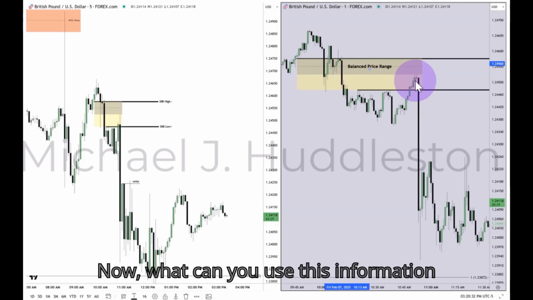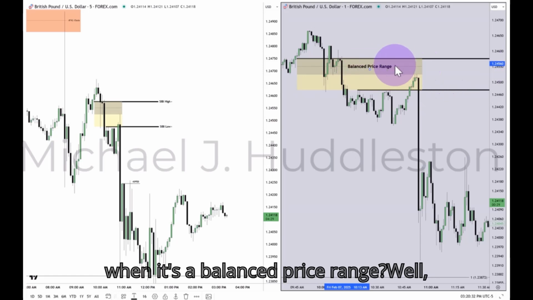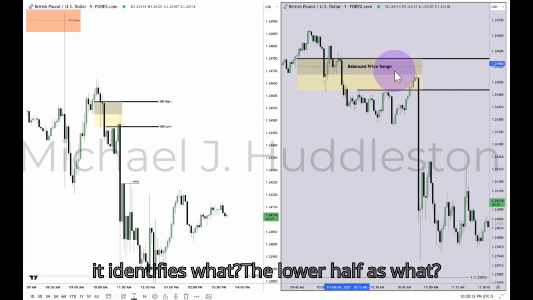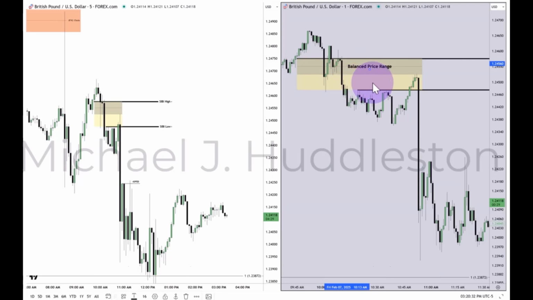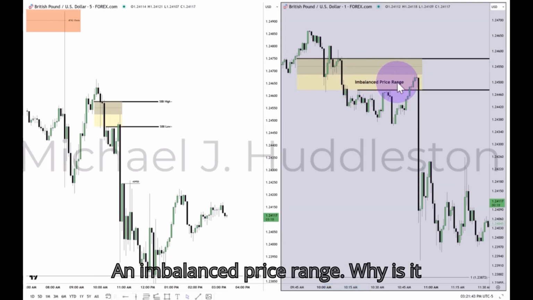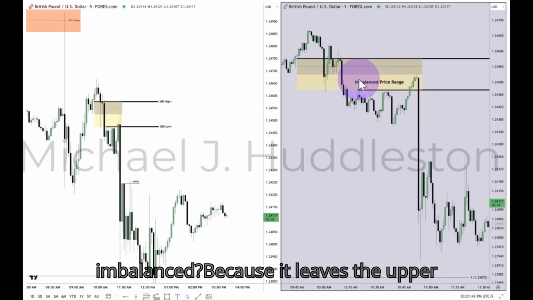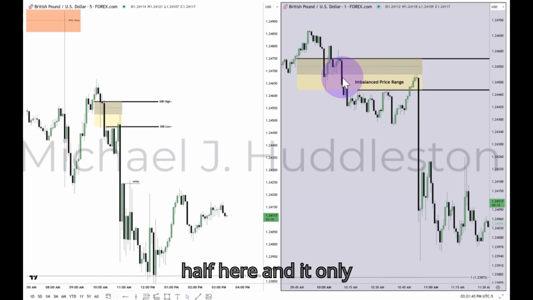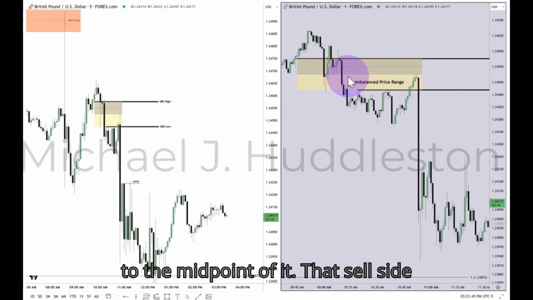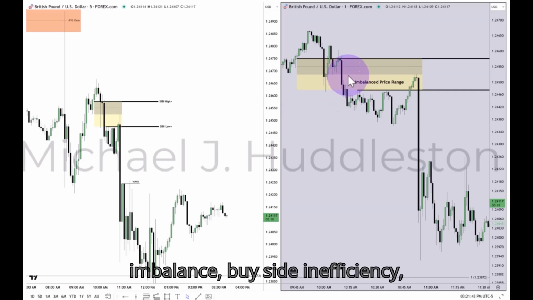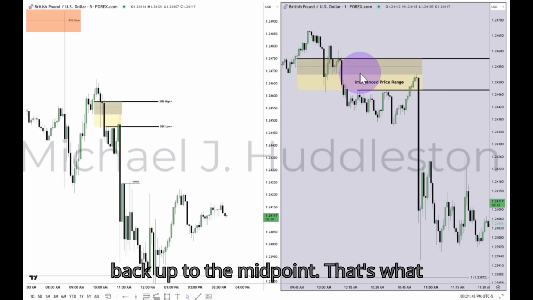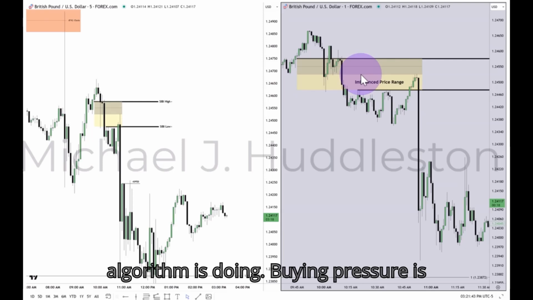Now, what can you use this information for when it's a balanced price range? Well, it identifies what? The lower half as what? An imbalanced price range. Why is it imbalanced? Because it leaves the upper half here and it only sells off. There's no up candle to the midpoint of it. It's sell side imbalance, buy side inefficiency, meaning that it needs the offer price back up to the midpoint. That's what you'd be waiting for. That's what the algorithm is doing.